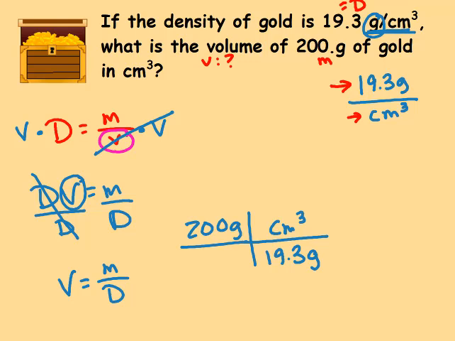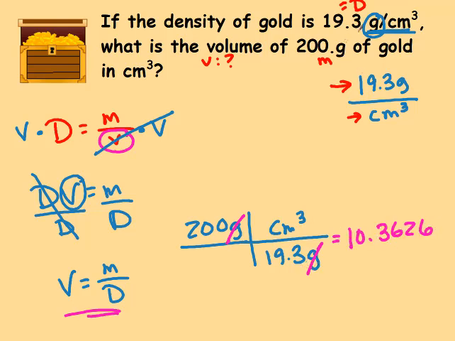Now I'm going to cancel my units and make sure everything cancels. Notice grams is on top, grams is on bottom. Had I messed up my algebra, then these units wouldn't have canceled out. So it's a way of double checking your algebra. They want the volume in centimeters cubed, so I'm good. I just divide those two.